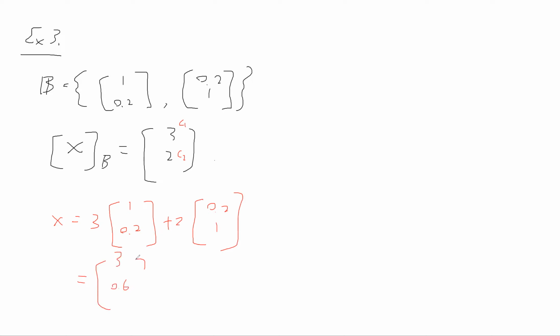3 times 0.6 plus 2 times 0.4. I get 3.4 and 2.6. Now, of course, you can check by doing the reverse, putting them in an augmented matrix and solving for C1, C2. But I'll leave that to you guys. But working with relative vectors is pretty straightforward. Okay.